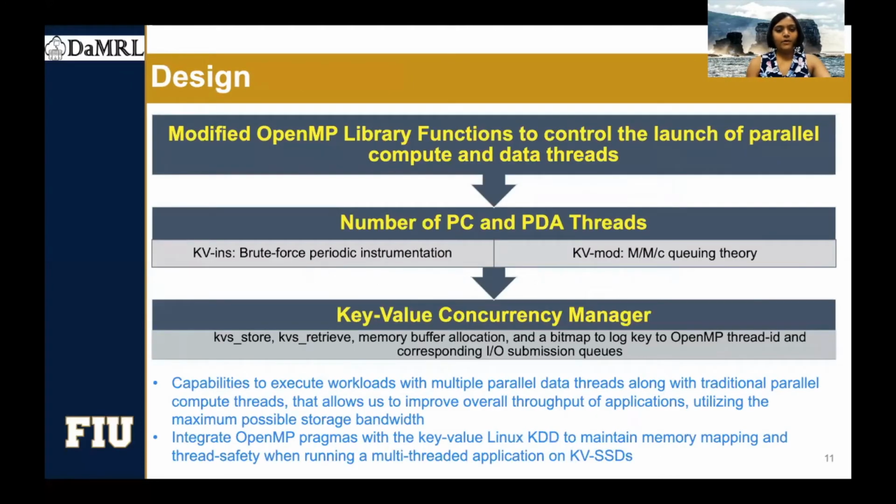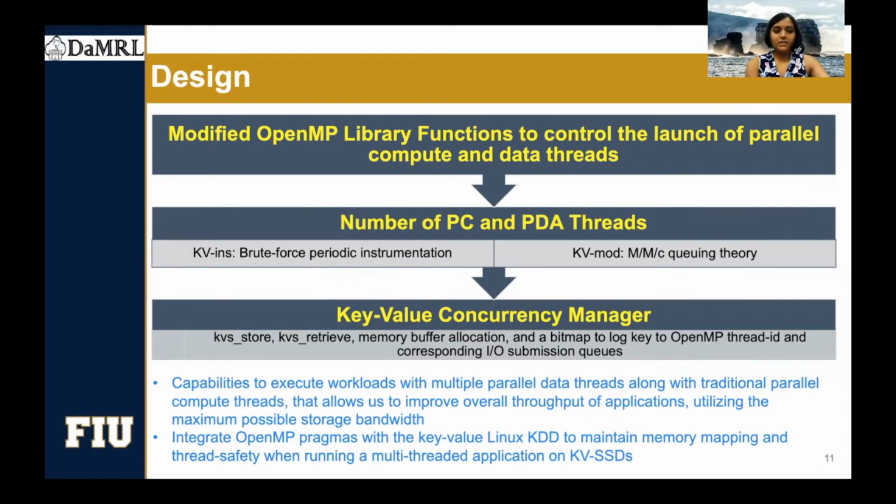Going a bit deeper into our design and its key components, we have three main components in our design. First, we modified OpenMP library functions to control the launch of parallel compute and parallel data threads. Here, because this is a real implementation, we chose the OpenMP multi-threading library, but the same concept can be used with any other multi-threading library such as pthreads as well. Second, our controller decides the number of optimal parallel compute and parallel data threads. In order to do that, we design two different components or two different methods.